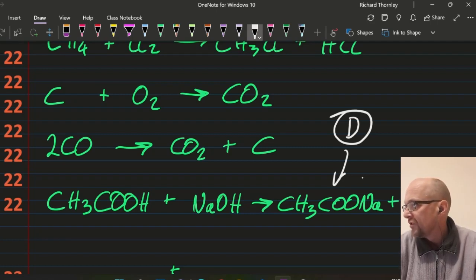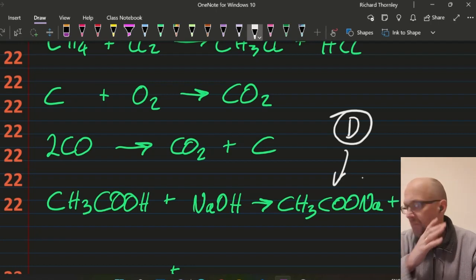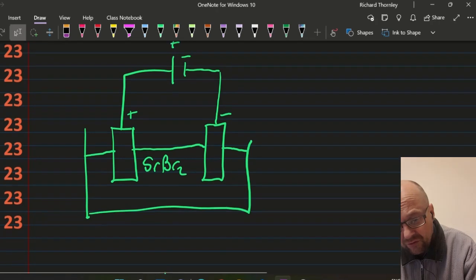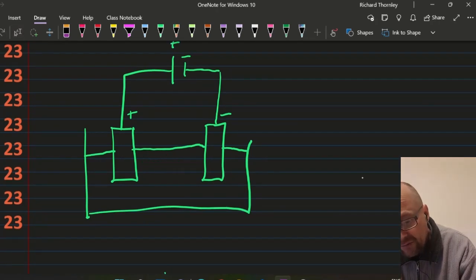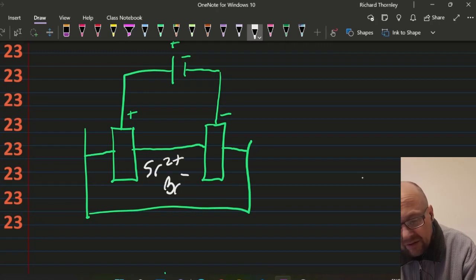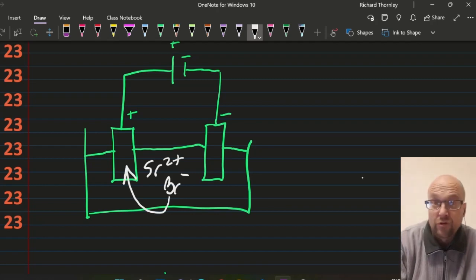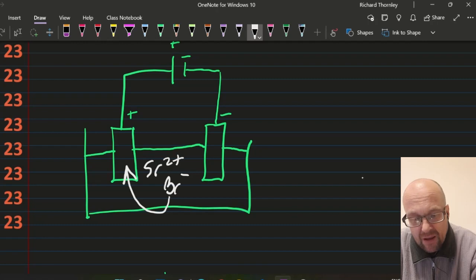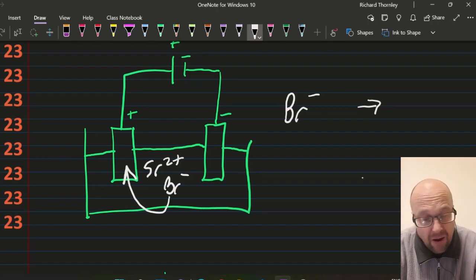What happens at the positive electrode with molten strontium bromide? Alrighty. So strontium bromide, you've got 2 ions, strontium and bromide ions. So at the positive electrode, the bromide ions are going to go due to electrostatic attraction. Negative ions attract the positive electrode. And in IB chemistry, in SL, you always make the element. So the bromide is going to turn into bromine.